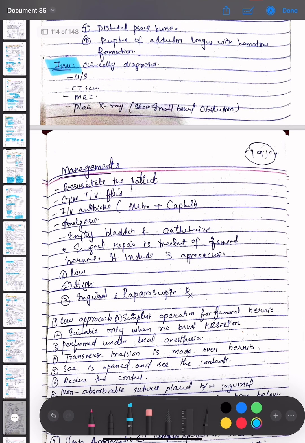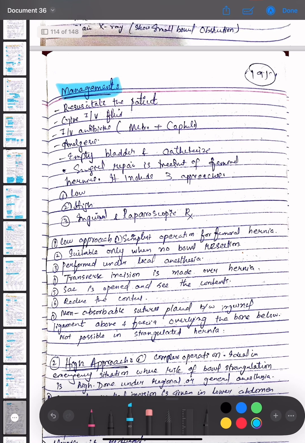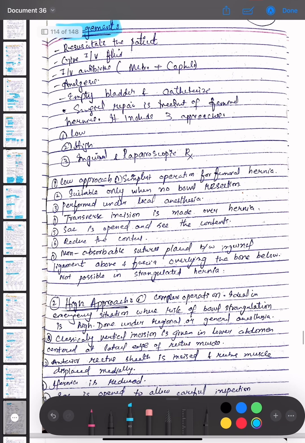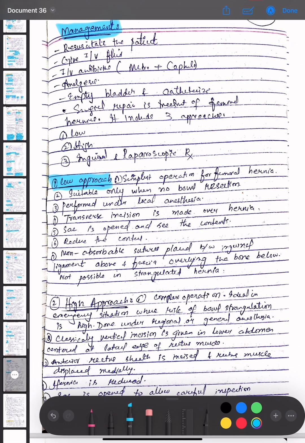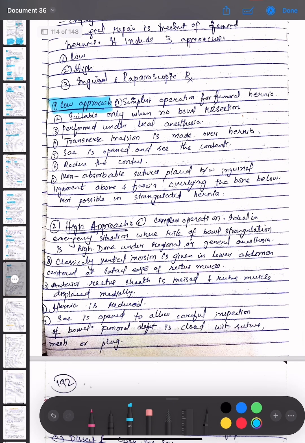The management: resuscitate the patient, give intravenous fluids, antibiotics, and analgesics, empty the bladder, and catheterize. Surgical repair is the treatment of femoral hernias. It includes three approaches: low, high, and inguinal, plus the laparoscopic approach. The low approach is the simplest operation for femoral hernia, suitable only when no bowel strangulation is present, performed under local anesthesia. A transverse incision is made over the hernia, the sac is opened and the contents are seen. Reduce the contents, and place non-absorbable sutures between the inguinal ligament above and the fascia overlying the bone below. It is not possible in strangulated hernia.